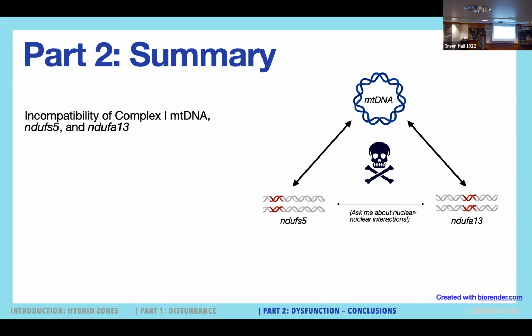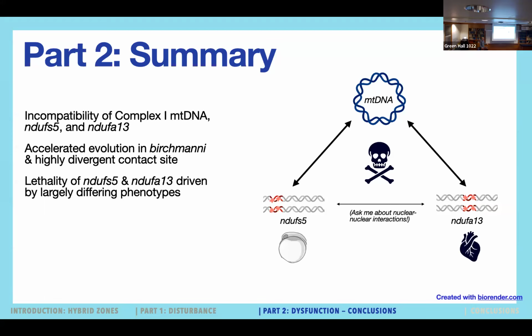So now to summarize part 2 about our consequences here, we had an incompatibility of complex 1 mitochondrial DNA, NDUFS5, and NDUFA13. That was probably driven by accelerated evolution in Birchmani that created this highly divergent contact site between these proteins. And that this lethality is driven by different phenotypes depending on the nuclear gene, either general failure to thrive in mitochondrial dysfunction or specifically effects on the heart. And finally, that this incompatibility might, or almost certainly, introgressed between species in a more ancient introgression event. Okay, that's all the data.